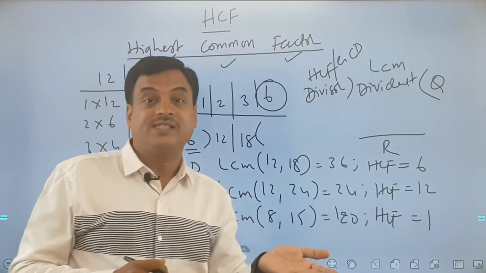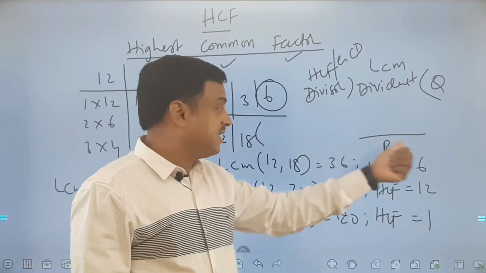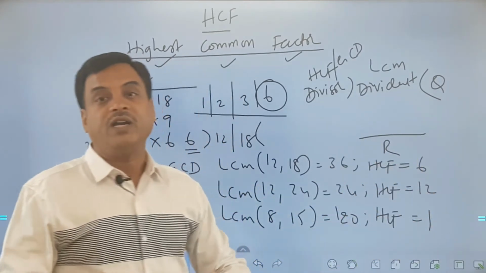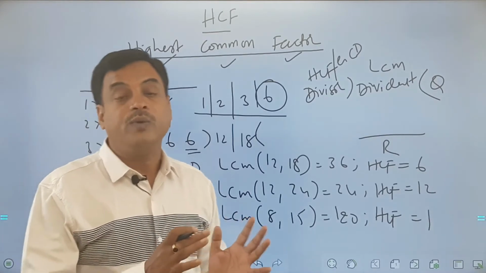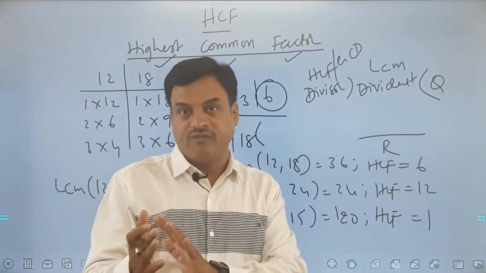Or the converse statement also we can make here. The HCF is a factor of LCM. Like 6 is a factor of 36, 12 is a factor of 24, 1 is a factor of 120, like that. So HCF is a factor and LCM always behaves like a multiple. So we all know multiples are always greater than the factor values.